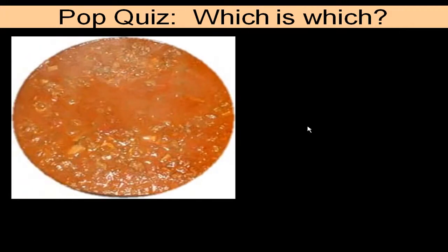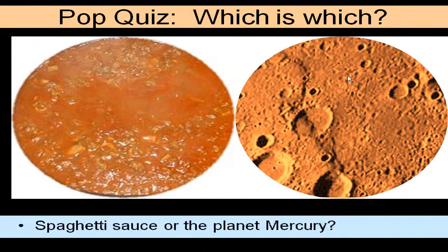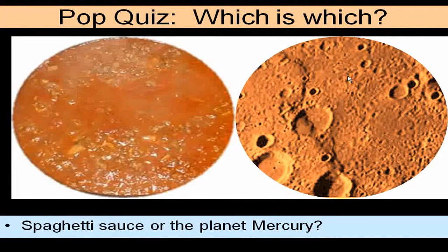So here's a pop quiz. Looking at the left and looking at the right, which of these is actually spaghetti sauce, and which of these is actually the planet Mercury? You've got 5 seconds. 5, 4, 3, 2, 1. Well, they look very similar, but of course Mercury is on the right and the left is spaghetti sauce.